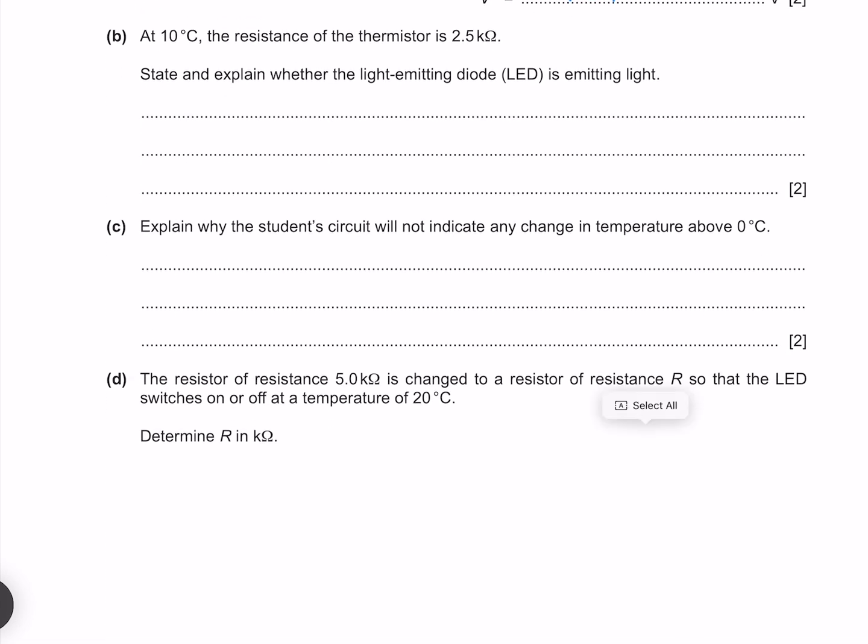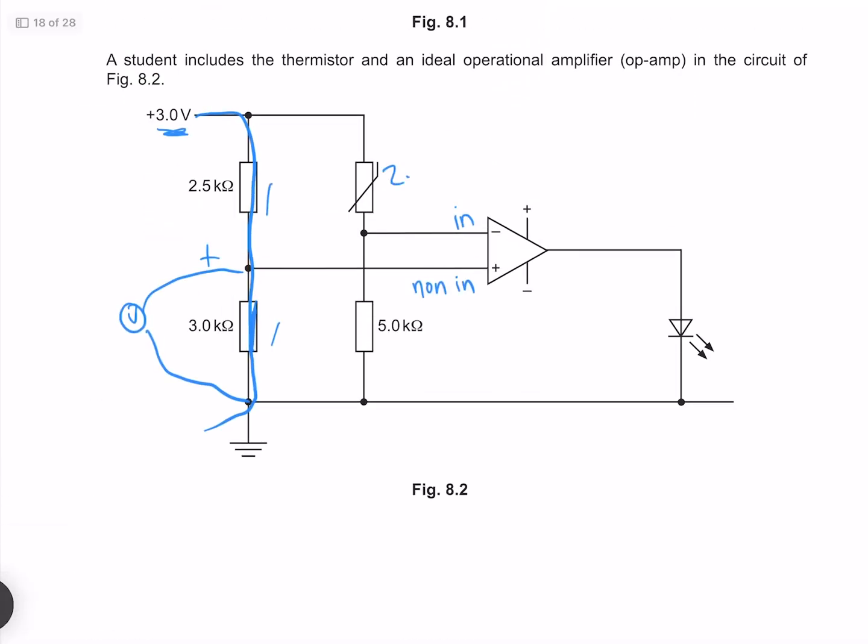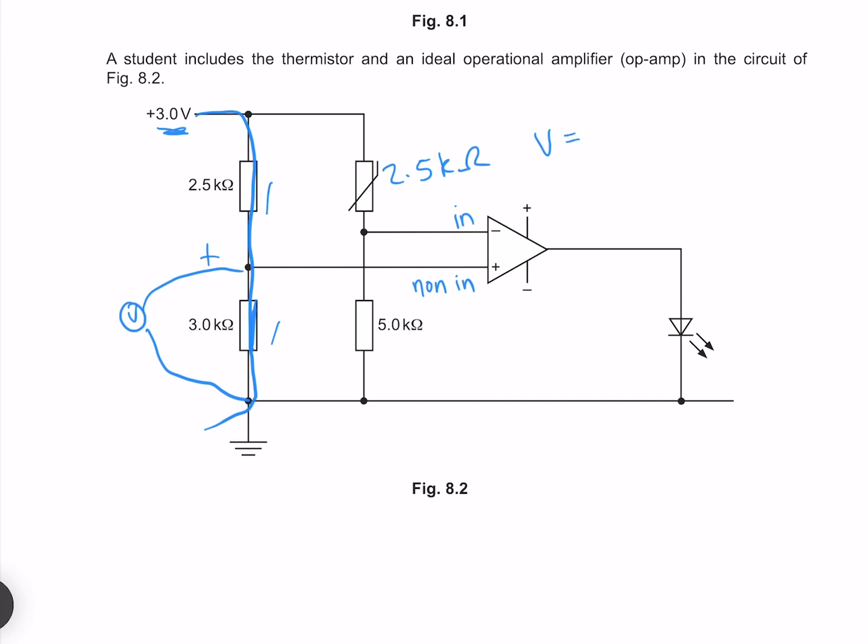At 10 degrees Celsius, the resistance of the thermistor is 2.5 kilo ohms. State and explain whether the light emitting diode is emitting light. If our resistor is 2.5 kilo ohms, then we can find our voltage by considering that our current is going to be the voltage of 3 divided by the total resistance, which is going to be 2.5 plus 5, and because the voltage at our inverting input is the voltage across our 5 kilo ohm resistor, we use our 5 kilo ohm resistance. What we're doing is basically the same as last question. That gives me 2 volts.